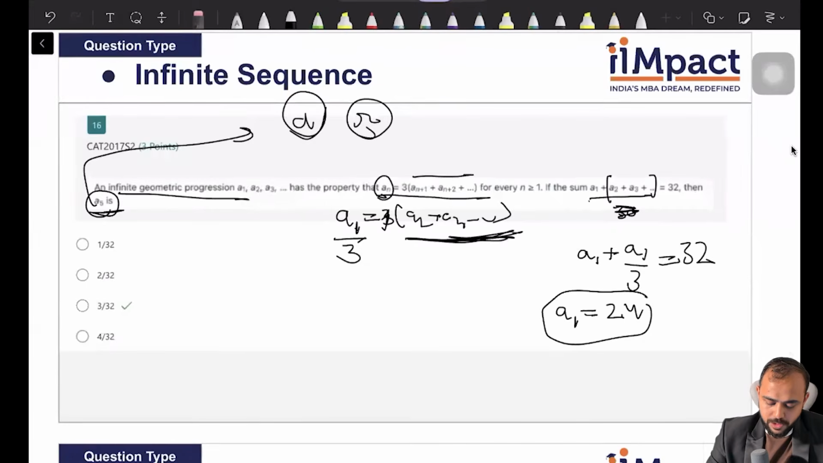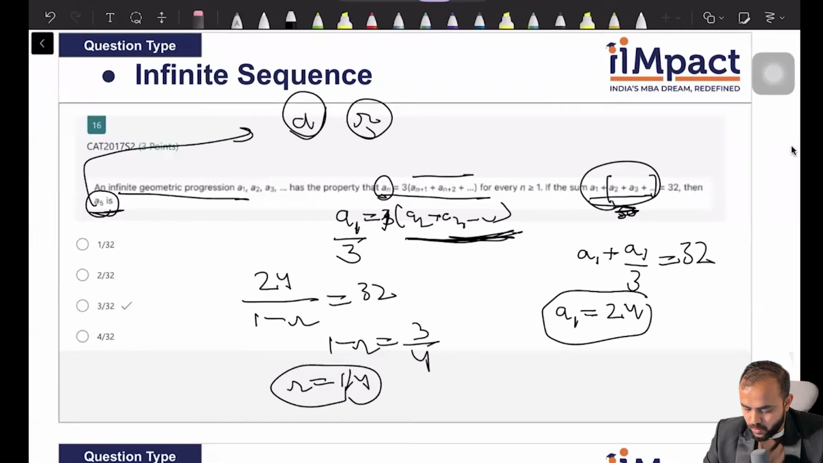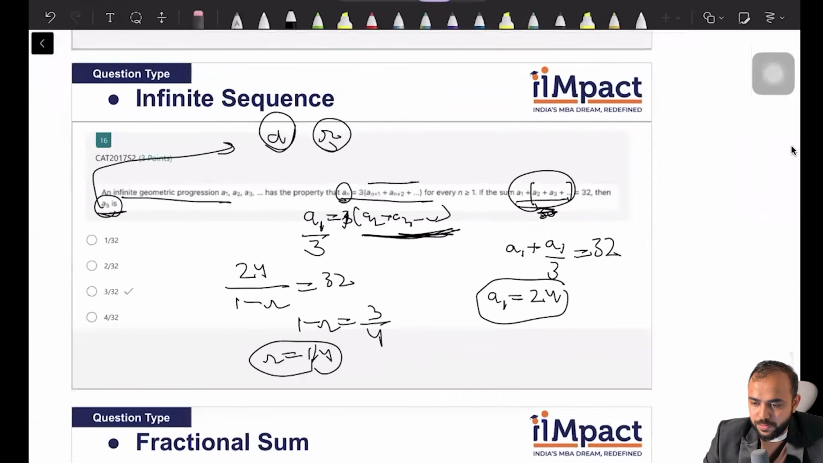Now I need to find my R. How will I find my R? Using the sum formula: A1 divided by 1 minus R is equal to 32. So 1 minus R is equal to 3 by 4, or R is equal to 1 by 4. So now from this I can find the value of A5, which is going to be A1, that is 24, into R to the power 4.